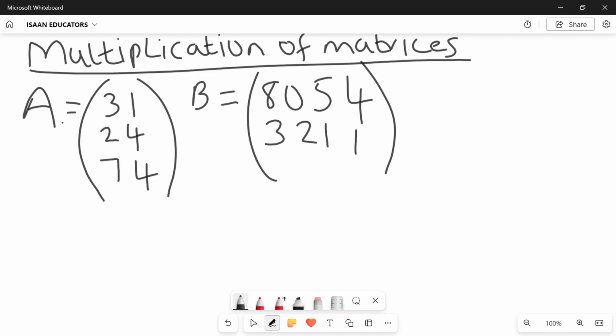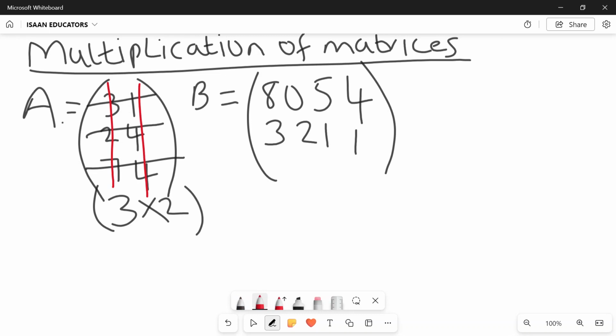So the first matrix A, it is a 3 by 2 matrix. This is because it has 3 rows. For example, this is the first row, the second row, and the third row. And it has 2 columns. This is the first column, and this is the second column. So making it a 3 by 2 matrix.